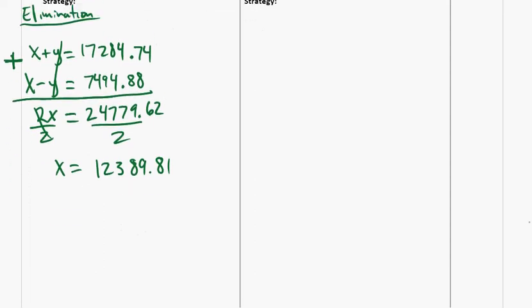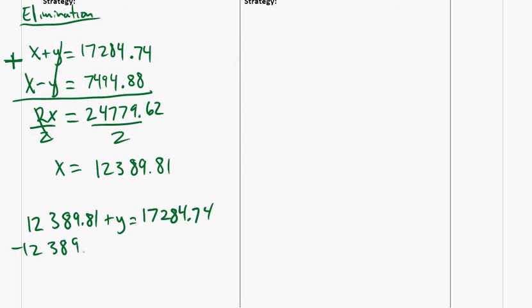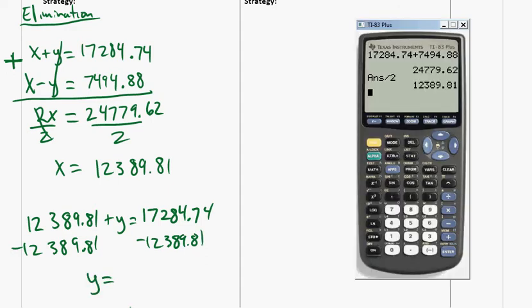I can substitute that x back into either one of the two equations. I'm just going to use the top one again. So instead of x, I'm writing 12,389 and 81 hundredths plus y equals 17,284 and 74 hundredths. So I'm subtracting this 12,000 number on both sides, and I get y by itself, and I'm going to use the calculator again.